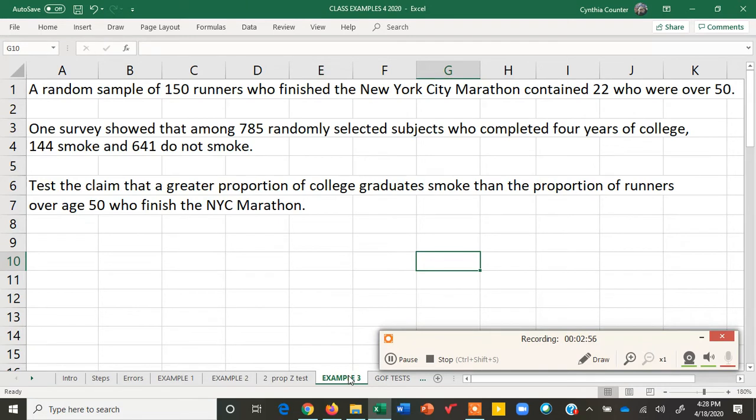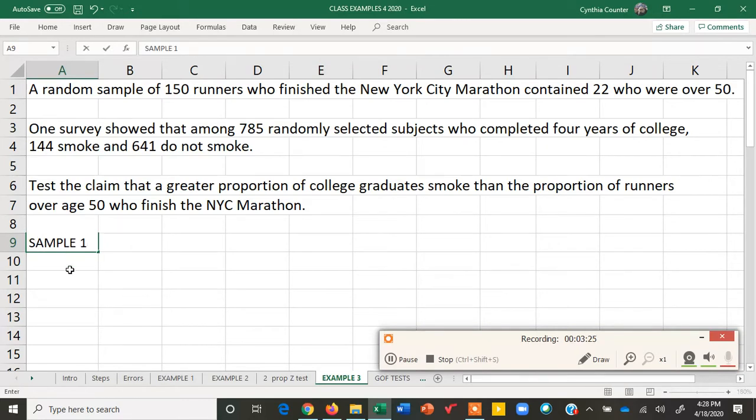We are going to have two independent samples. So our first sample is a random sample of 150 runners who finished the New York City Marathon. And we are going to look at how many of those who finished were over 50 years old. Here we got a sample number of successes of 22 out of 150. So that's sample 1. Let's go ahead and summarize that data.